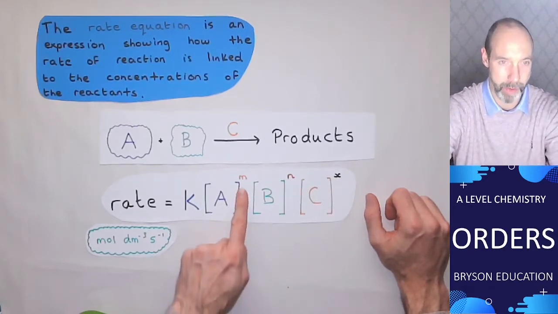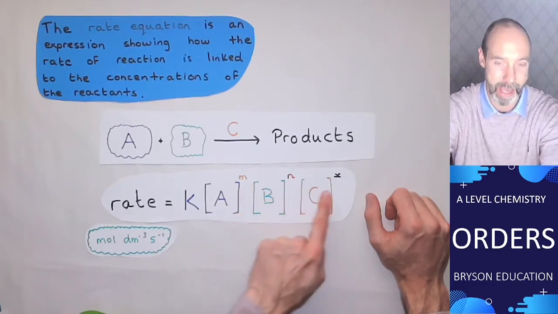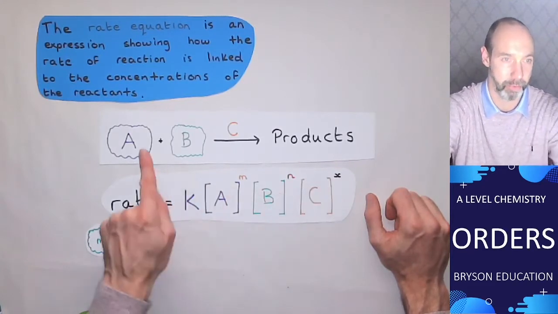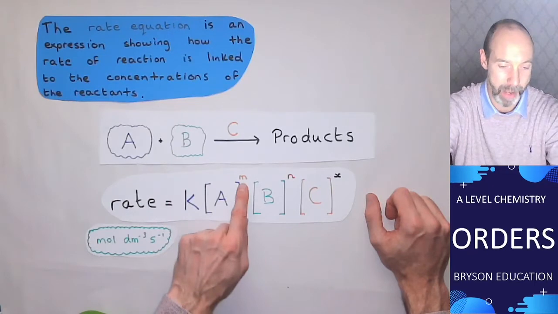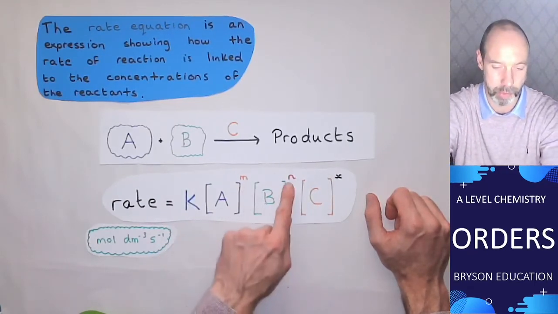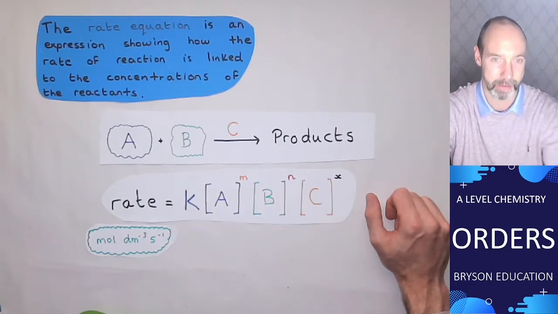And what we're looking at for the rest of this video is how we determine what these values are, the m, the n, and the x. Because we do not derive these values from the equation, as you would do in equilibrium. We don't derive them. We have to actually use experimental data in order to determine these values here, the m, the n, and the x.